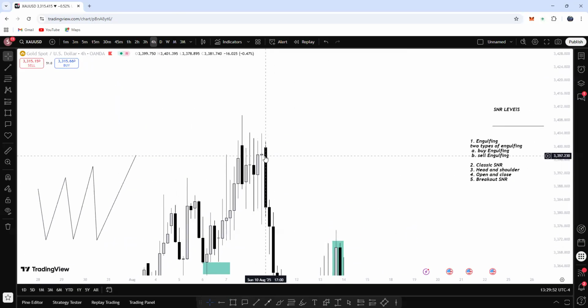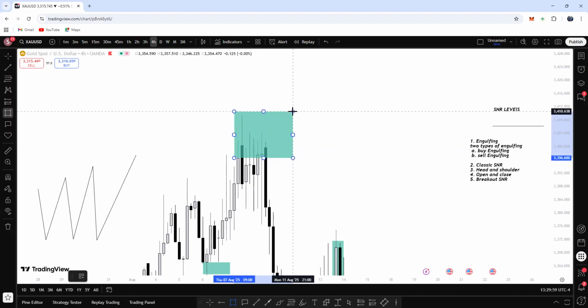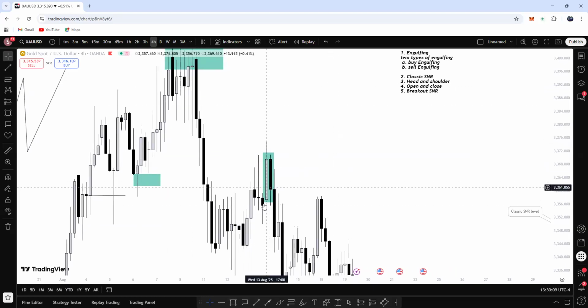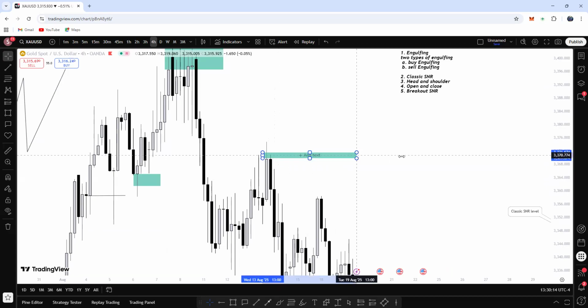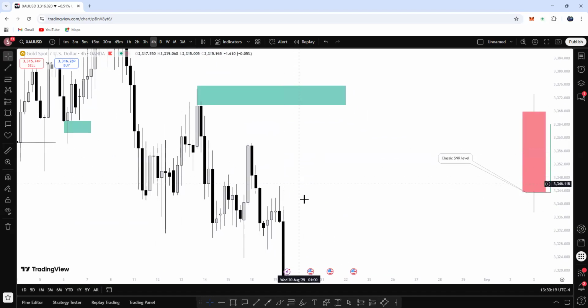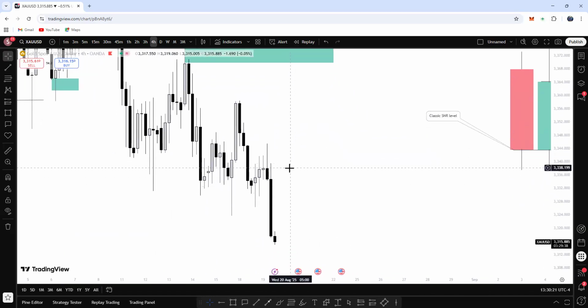Also, all this one. This is a classic SNR level. Maybe you are waiting for reversal here. That's a classic SNR level. So that's that about classic SNR. This level also is a classic SNR level. Price might decide to come back and visit it another time. Here is a classic SNR level.